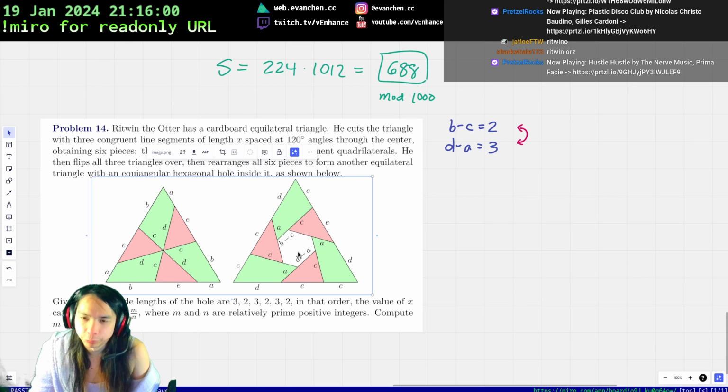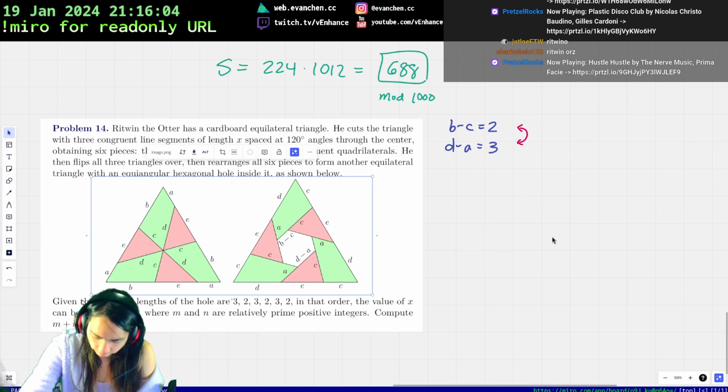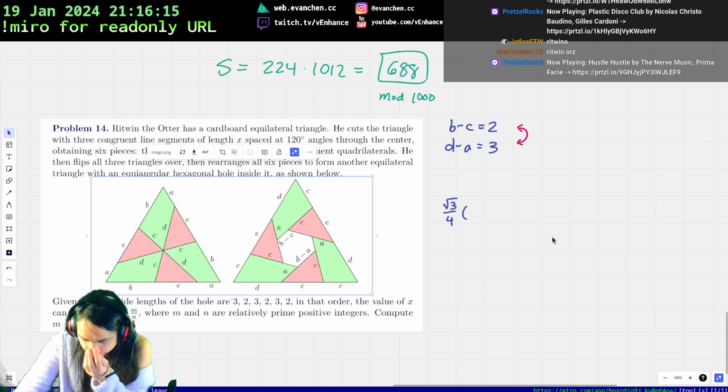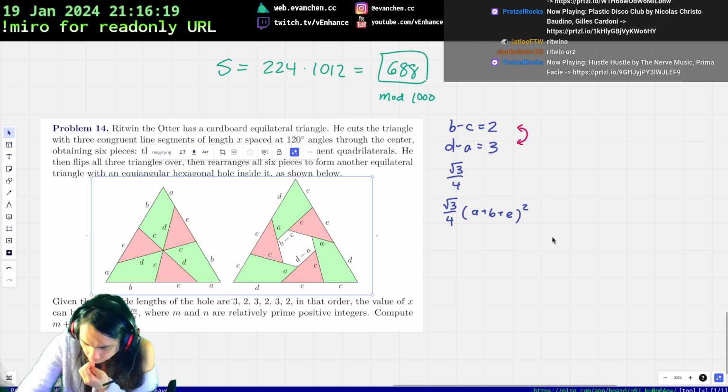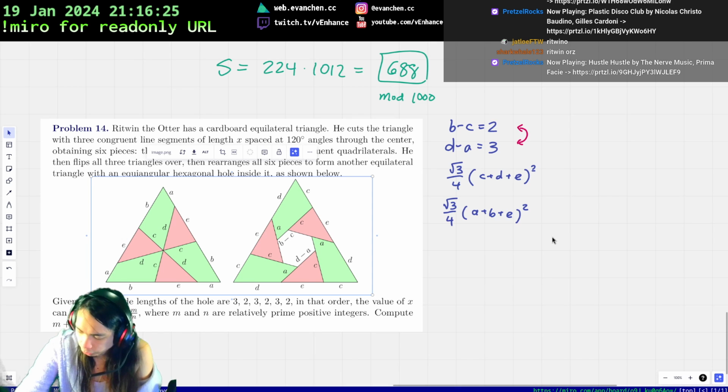The next equation I'm going to write down is the area equation. One of the triangles had an area of root 3 over 4 times (a plus b plus e) all squared. The other one, root 3 over 4, (c plus d plus e) all squared. And then the area of the whole, which, if you don't know how to compute the whole's area, let me show you how it goes.